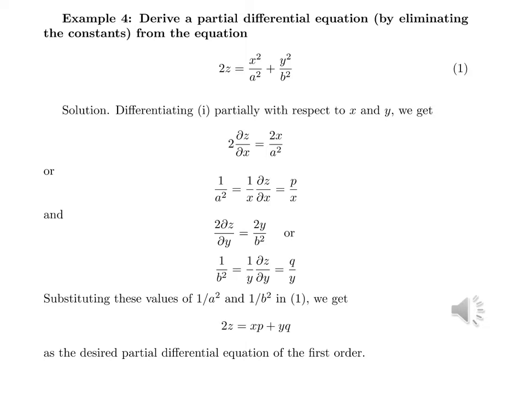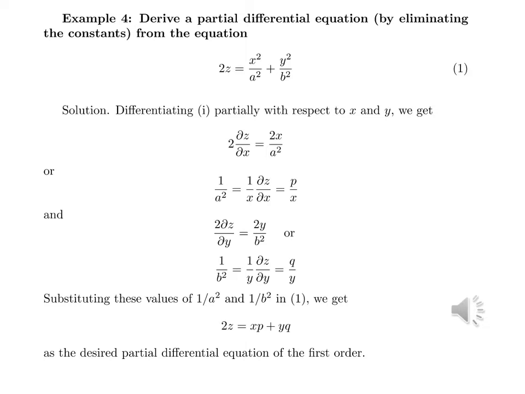Now when we differentiate partially with respect to y, we get 2 into dou z by dou y equal to 2y by b square, that is 1 by b square is equal to 1 by y into dou z by dou y, that is 1 by y into q. So here we get 1 by a square and 1 by b square in terms of p and q. So in the question, whenever you find 1 by a square, you replace it with p by x. Wherever you find 1 by b square, you replace it with q by y.